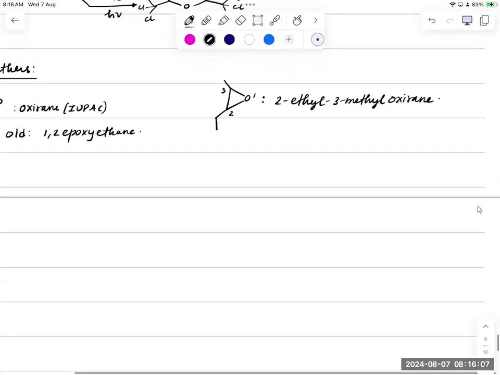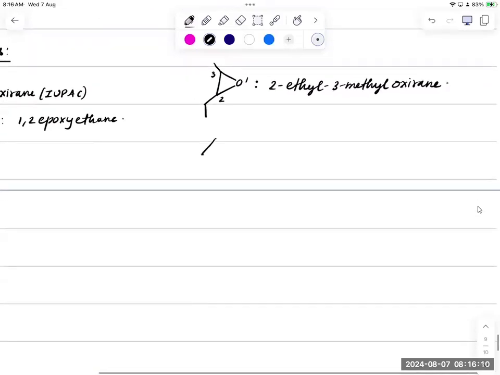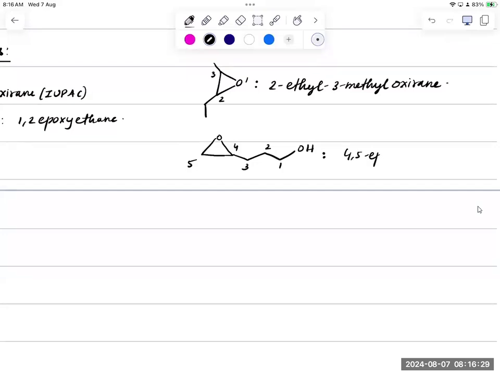And by chance, if you have a bigger chain, then you will use that epoxy term. Like this, I have, and OH is on this side. Obviously, functional group wise, OH is supposed to be the main group. So 1, 2, 3, 4, 5. In this case, you have to use it as epoxide. So 4,5-epoxy pentanol. Okay.